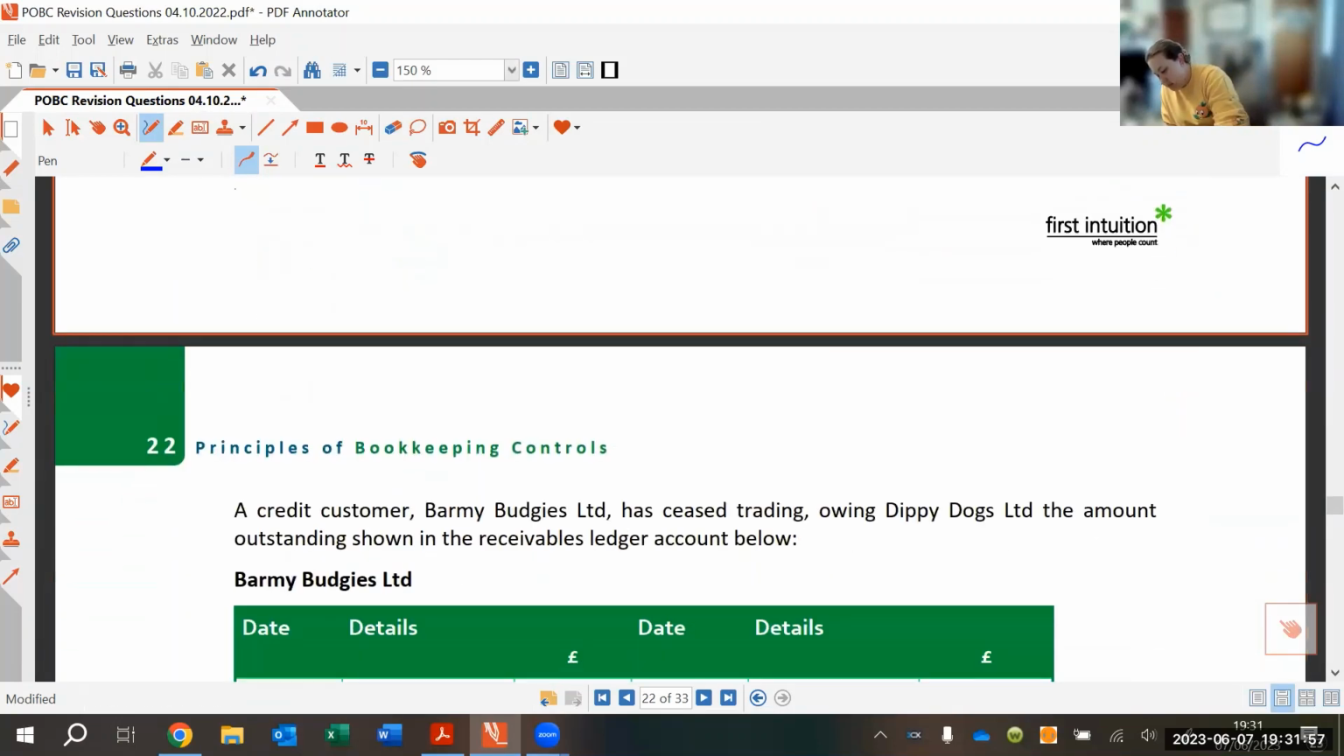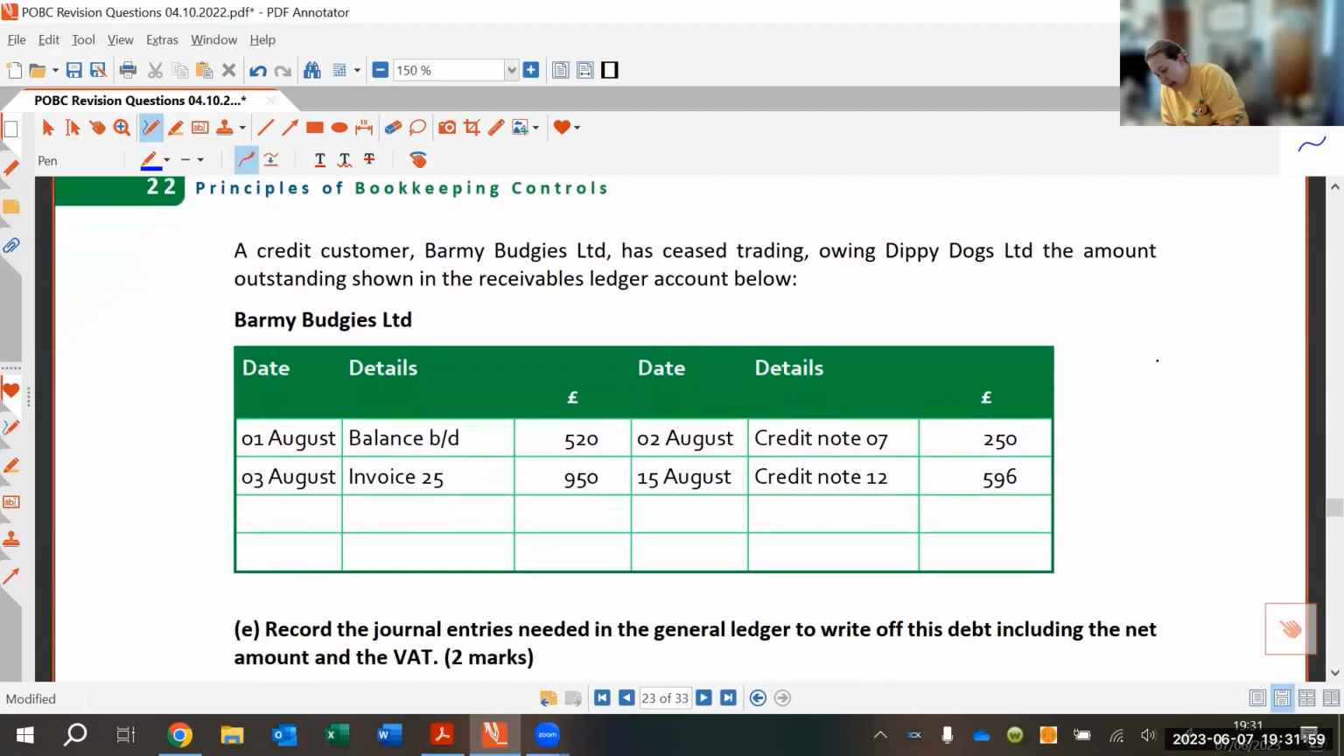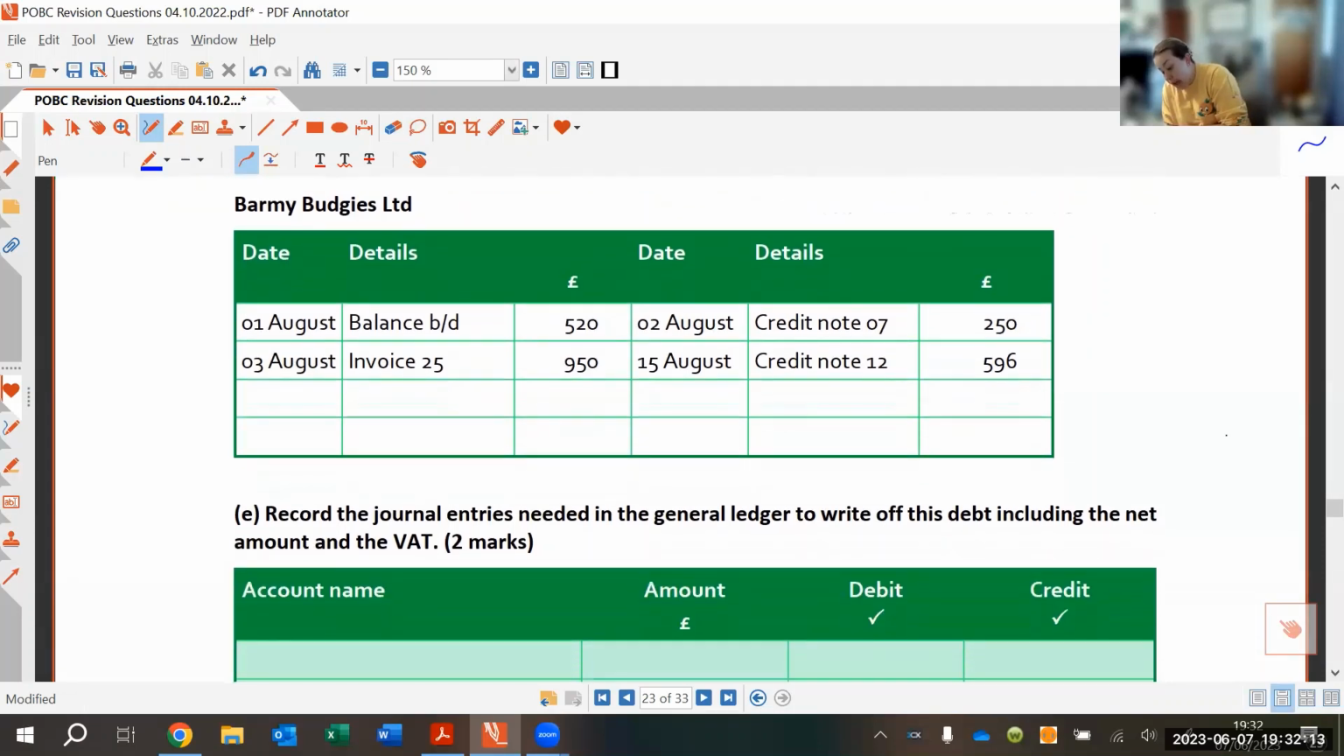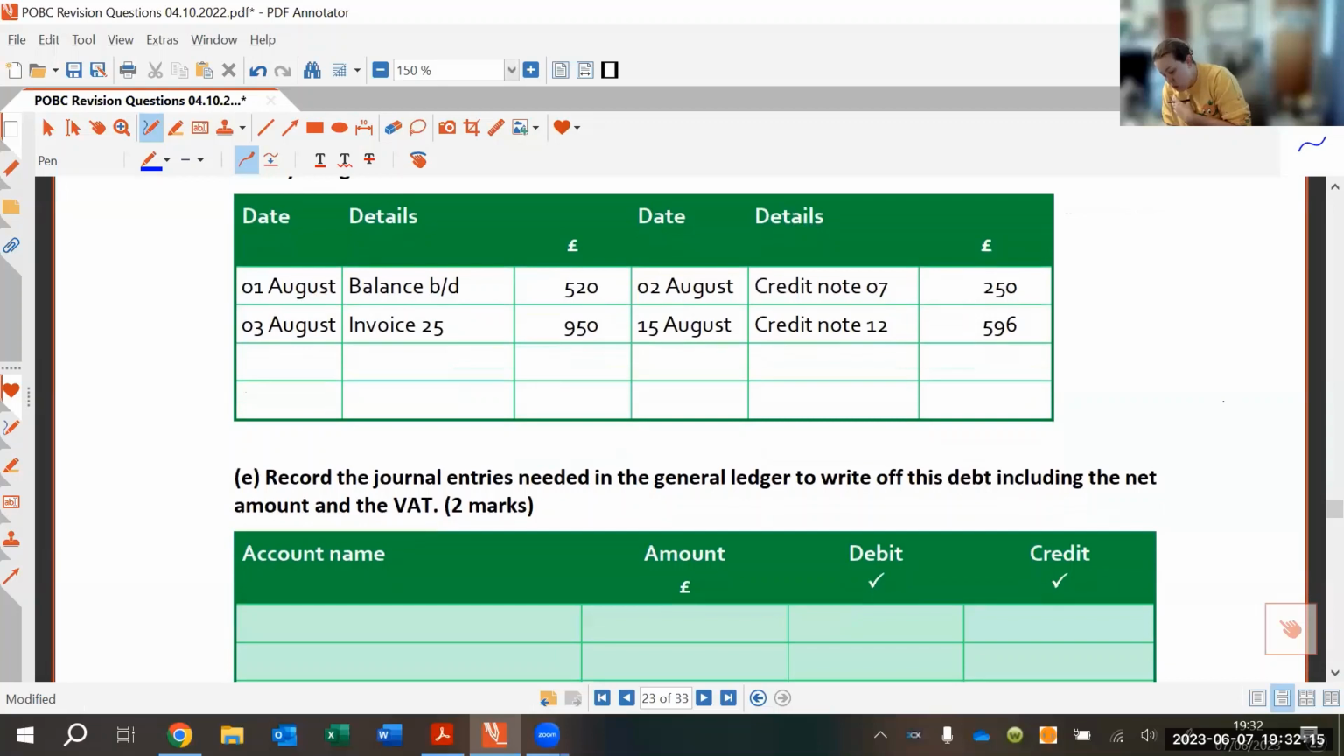Right. Let's have a quick look at a bad debt write-off. Okay, so we've got a customer called Barmy Budgies Limited, which has ceased trading, and they owe Dippy Dogs the amount outstanding shown in the receivables ledger account below. So we've got to work out what they owe Dippy Dogs, and then we'll do the write-off.